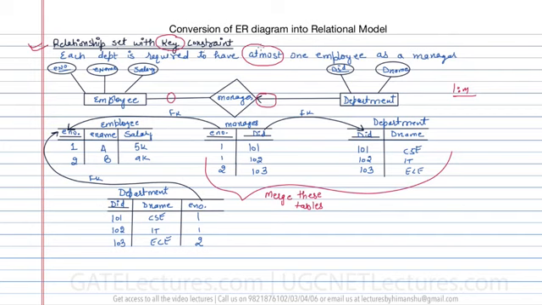Or less than 1 is also acceptable, like 0 is less than 1. So here for this employee you can easily create a table that we have created. You can easily create a table for this department that we have created. But here this manages relationship is not having any attribute.